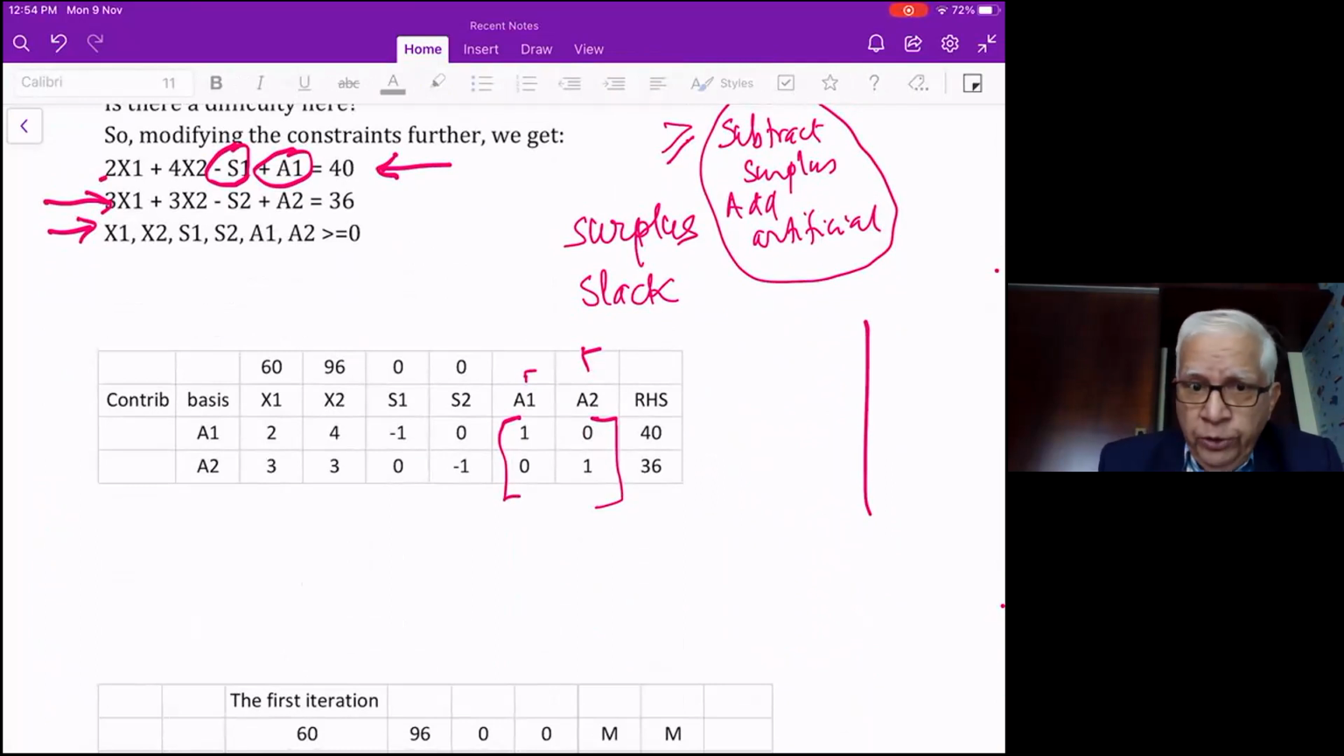We must put a contribution to A1 and A2 in such a way that the presence of A1 and A2 will never allow the objective function to be minimized so long as A1 and A2 are present in the basis. Therefore, we ourselves assign a very high positive contribution, M, to the artificial variables A1 and A2.